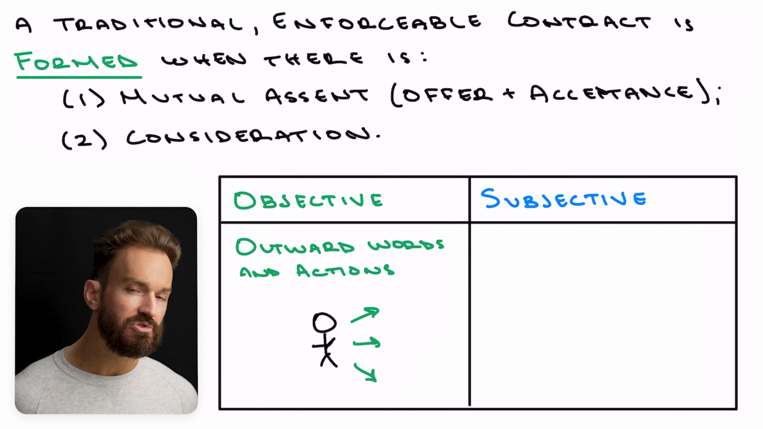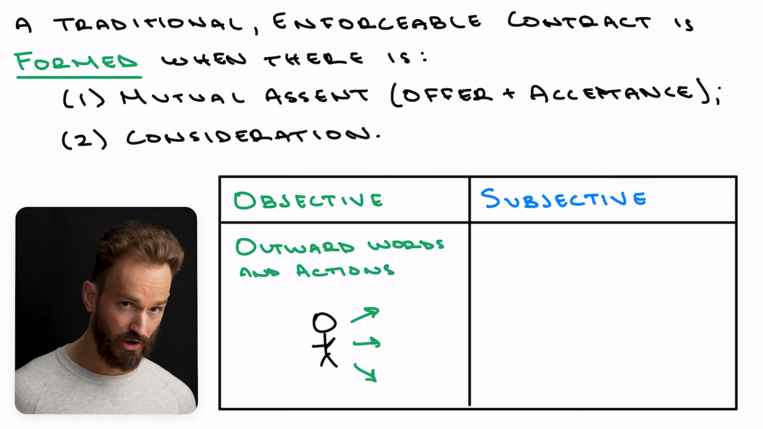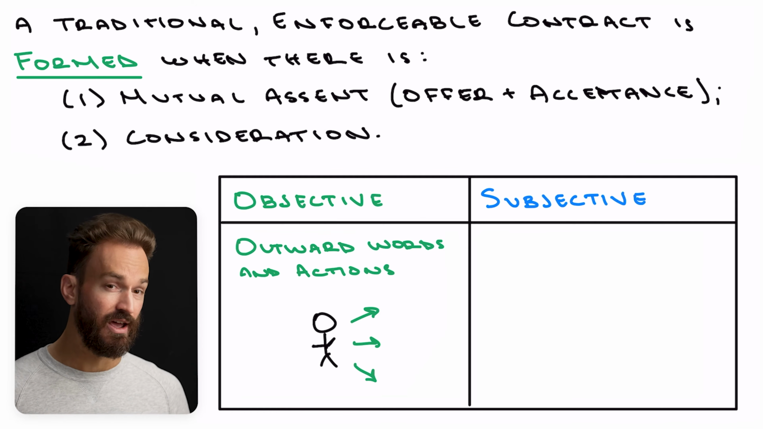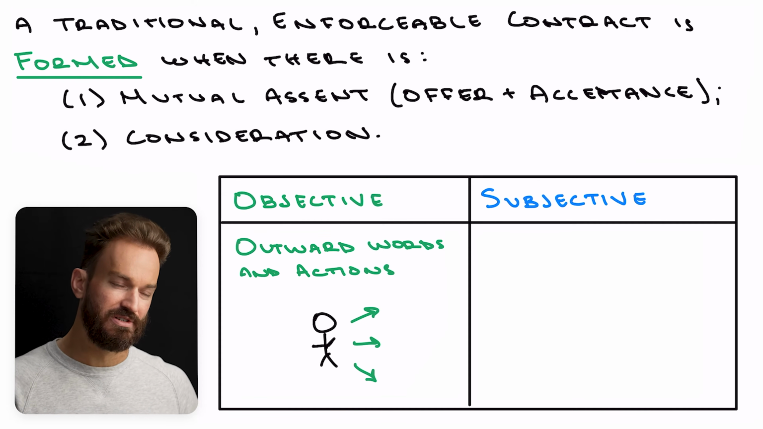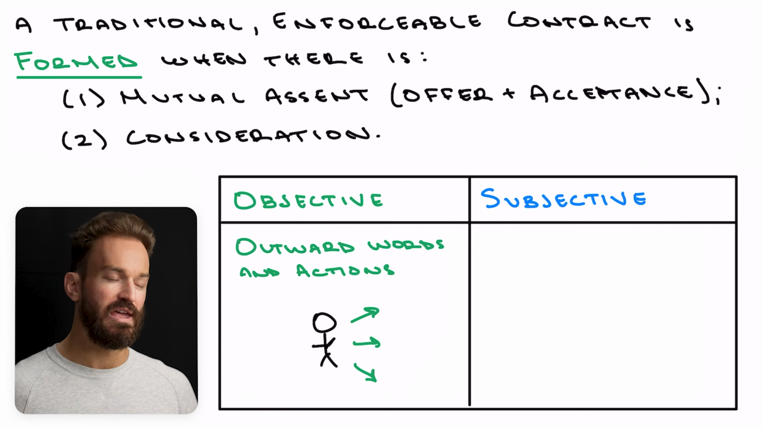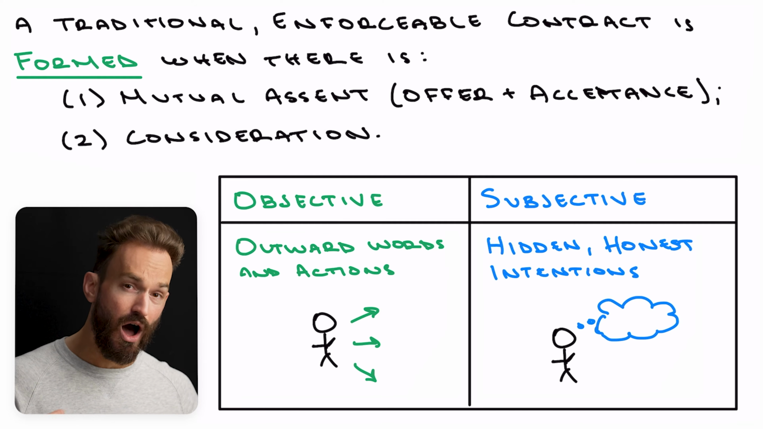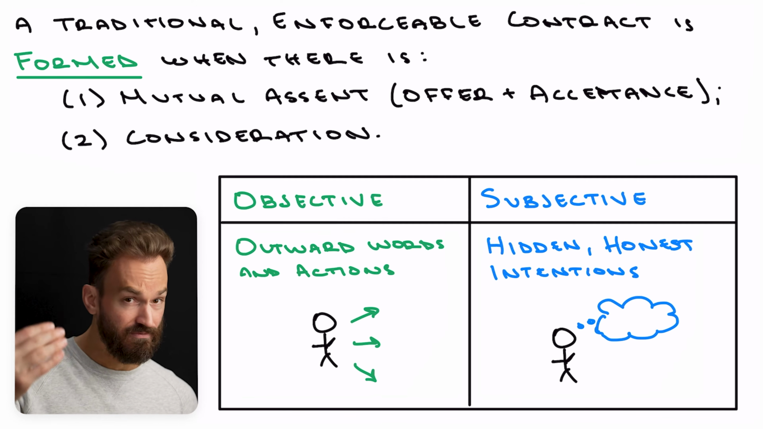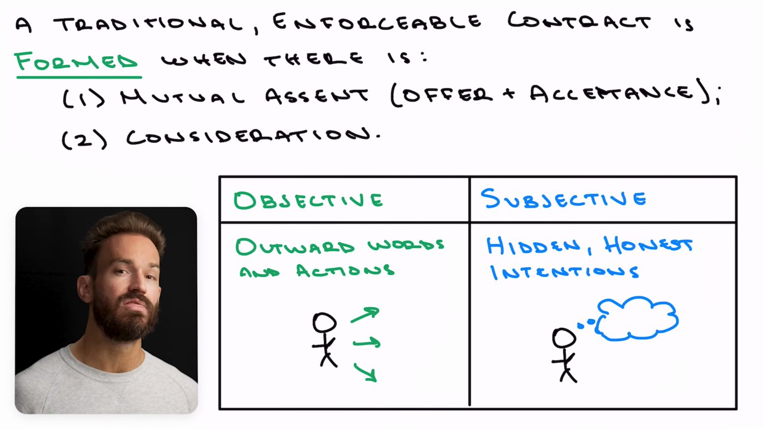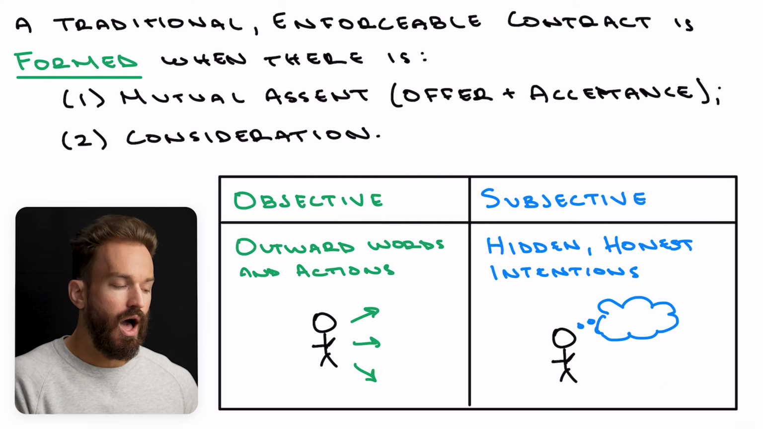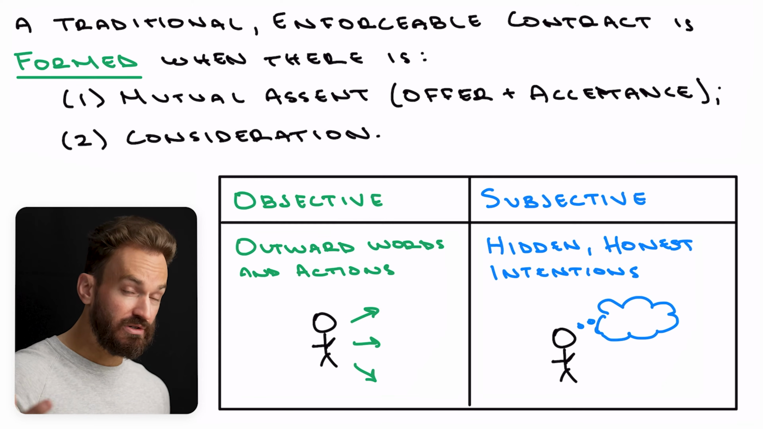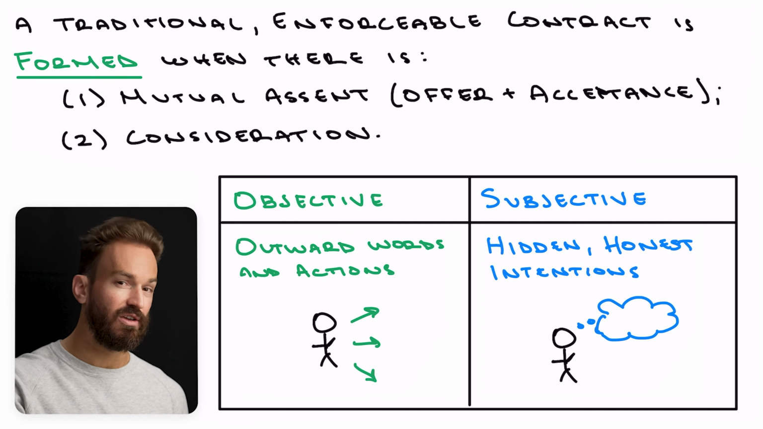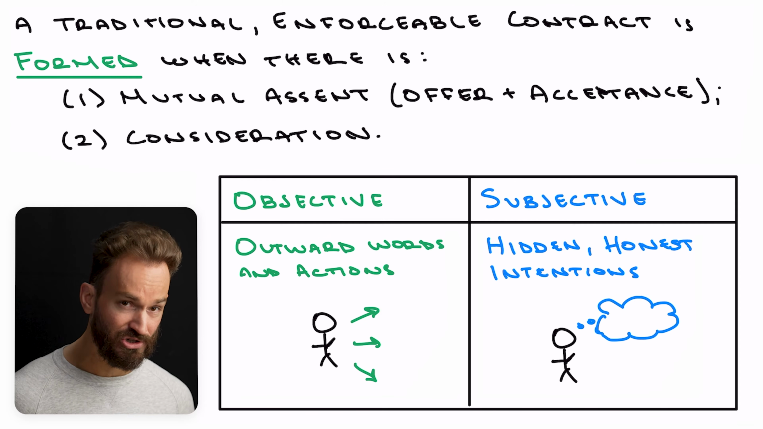When we hear subjective, you should think inward, right? Sin, S-I-N. Subjective, we look inward. Meaning we look at basically the hidden, honest intentions of the parties. What are the people involved actually thinking in their heads, honestly? Objective, we look at their outward words and actions. Subjective, we look at their hidden internal intentions.